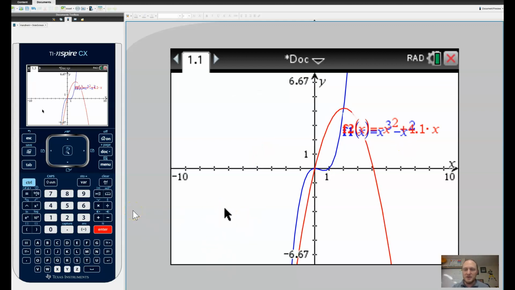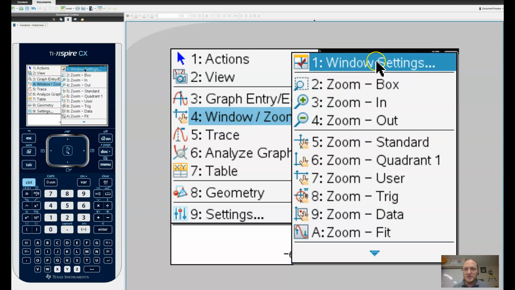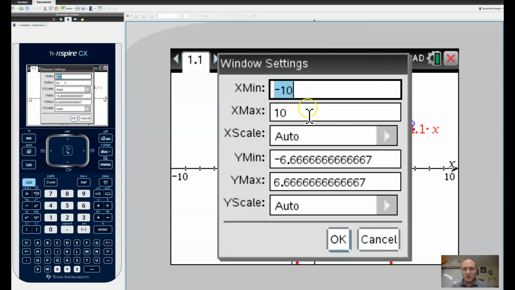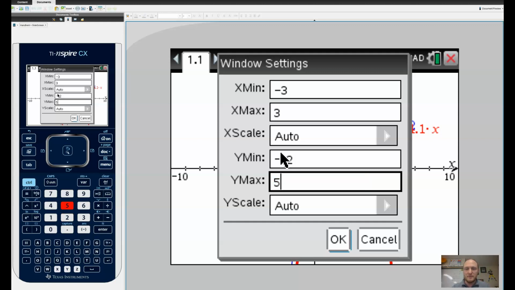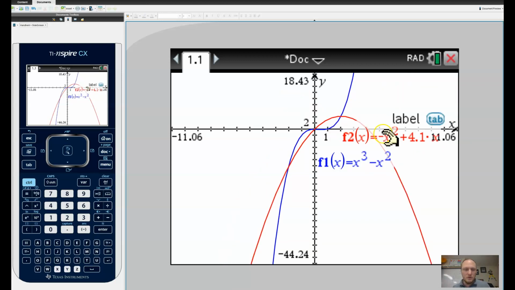I'm going to set up my window. Menu, settings. I'm going to go ahead and look at my window. I want to adjust this window so it looks similar to what our graph was. In our window settings, roughly -3 to 3, and then from about -12 to maybe 5. Okay, and hey, there is our graph. So we're going to use Control Z, undo.